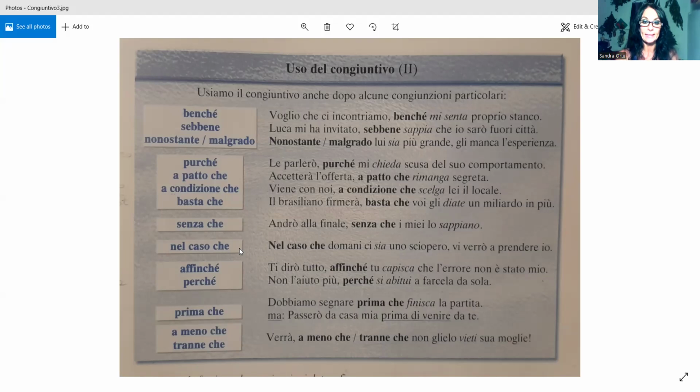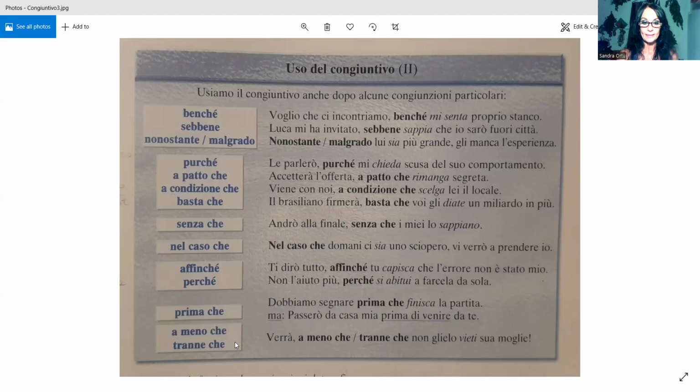Nel caso che, in case that something happens. Affinché o perché. This perché does not mean because. It means so that. For example, non l'aiuto più perché si abitui a farcela da sola. I'm not going to help her anymore so that she gets used to managing by herself. Prima che, before. Dobbiamo segnare prima che finisca la partita. We must score before the match finishes.